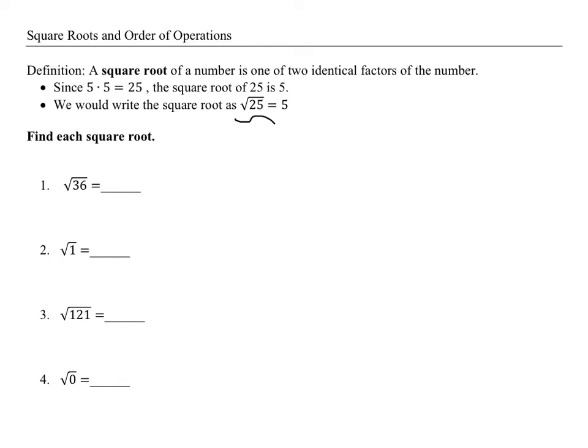So for number 1, we want to find the square root of 36. So I want to think of two numbers that multiply together to get 36 that are the same number. And the answer is 6. So you only write down the 6. The square root of 1 is 1 because 1 times 1 is 1. The square root of 121 is 11, because 11 times 11 is 121. The square root of 0 is 0, because 0 times 0 is 0.